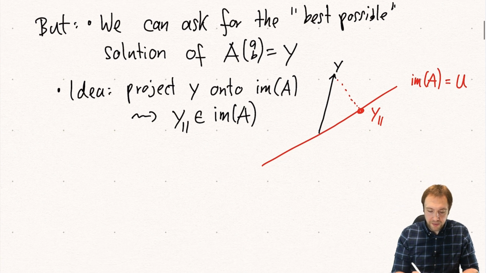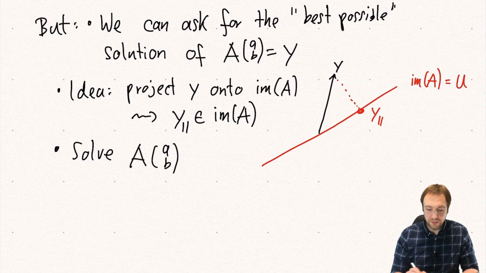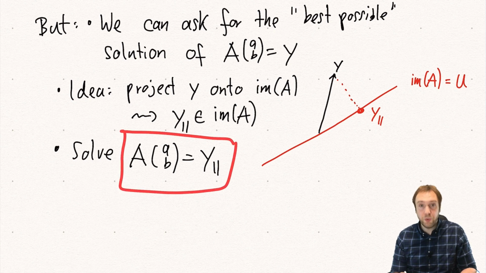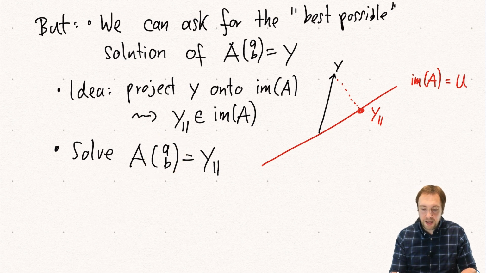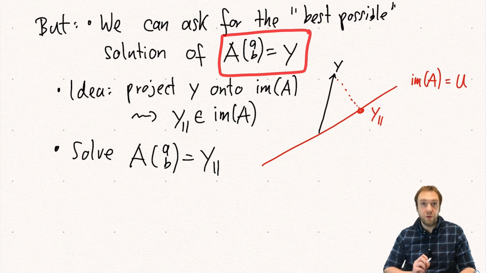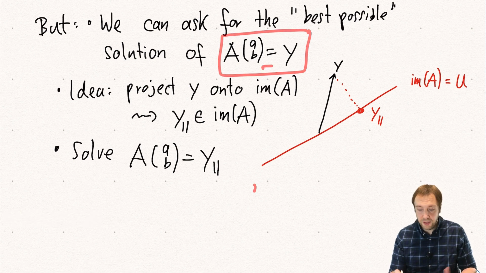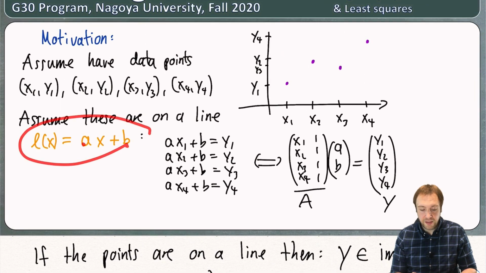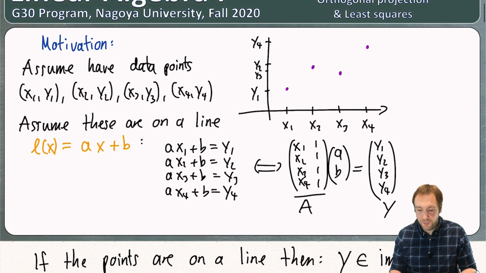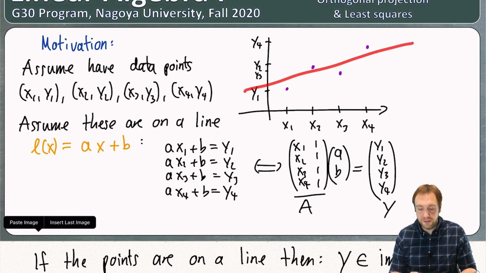And then what we want to do is solve this equation here, A times this vector (a, b) equals this orthogonal projection. And this we can solve because the right hand side here is in the image of A, and therefore this will give us a solution, so we will get some numbers a and b, and these a and b are somehow the best possible solution of this original linear system, which had no exact solution. But if we draw the corresponding line here with these a and b, the solution of this solvable equation, then we will see that we get exactly this here.